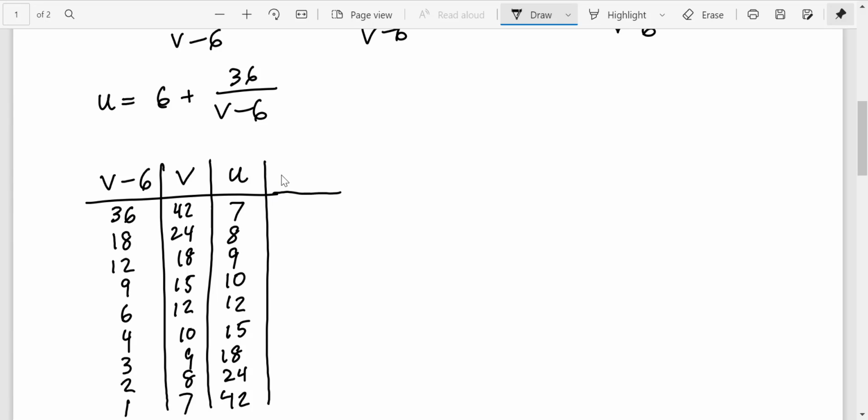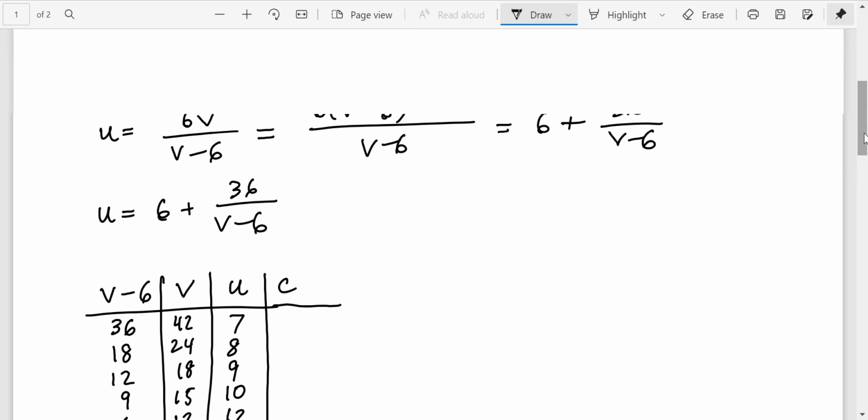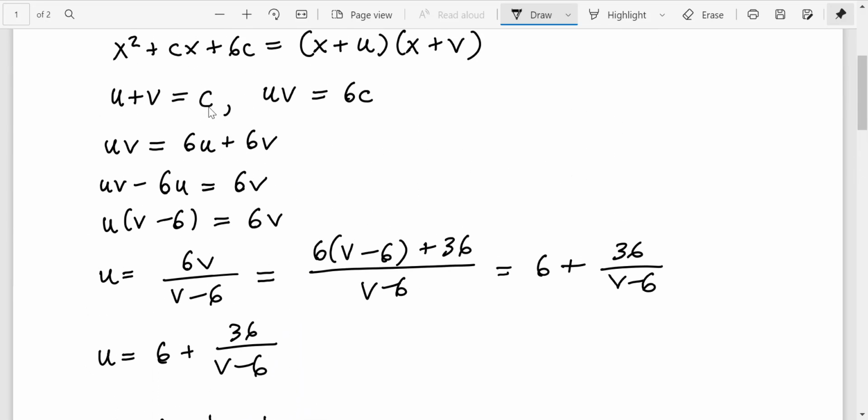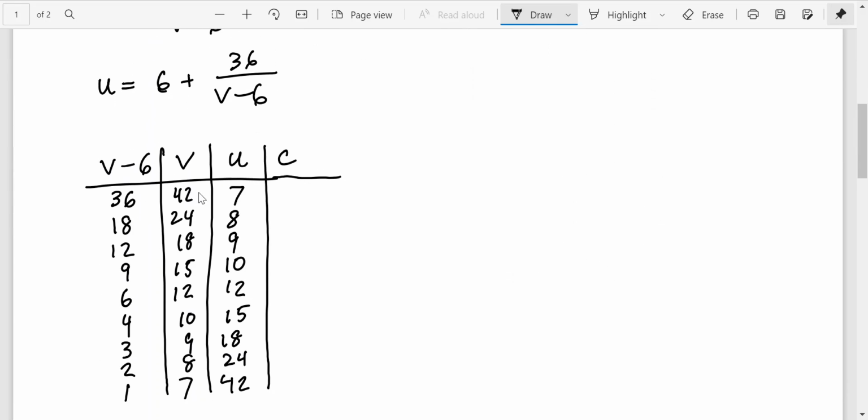So I found all possible integers u and v here, at least for these positive factors of 36. And I want to get the corresponding value of c. Now remember, above we discovered that c is equal to u plus v. So I just need to add the numbers in these last two columns here, and I get 49, 32, 27, 25, 24, and now they start to repeat: 25, 27, 32, 49. So I'm finding some values of c here. Looks like I have 5 distinct values that satisfy the conditions of the problem.